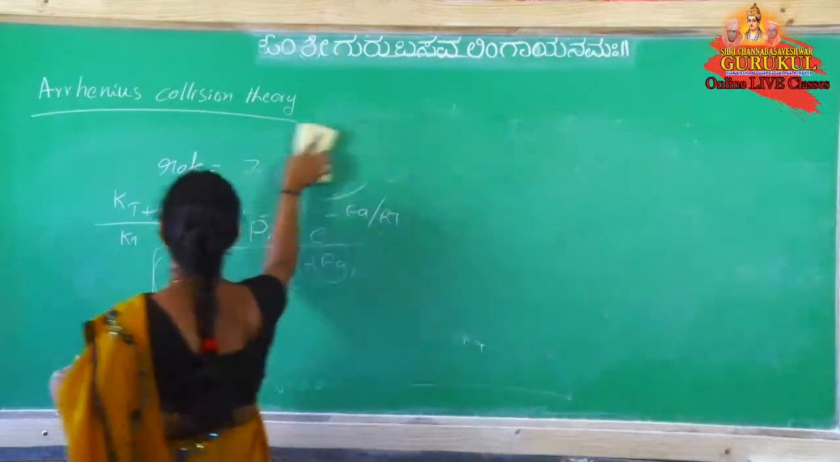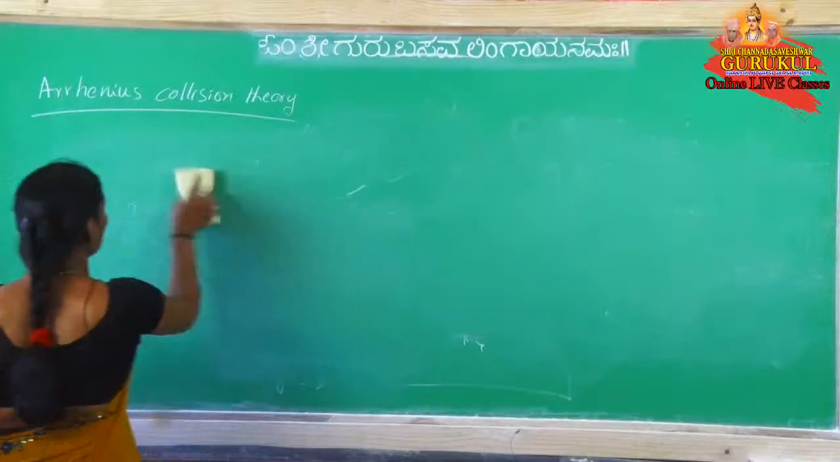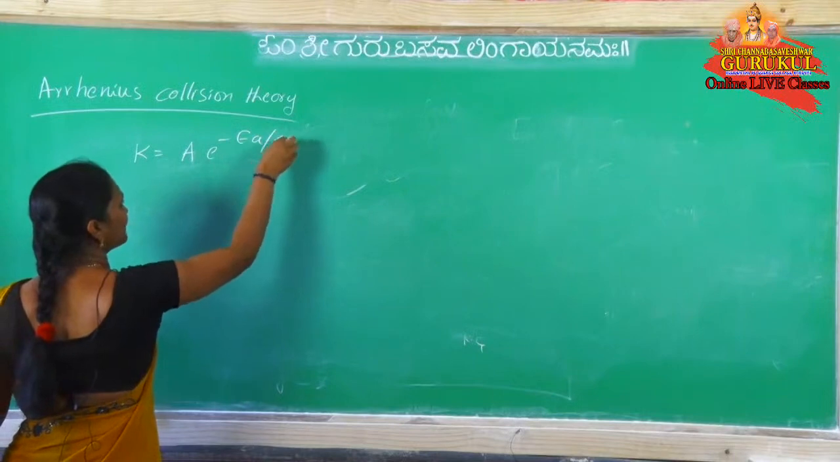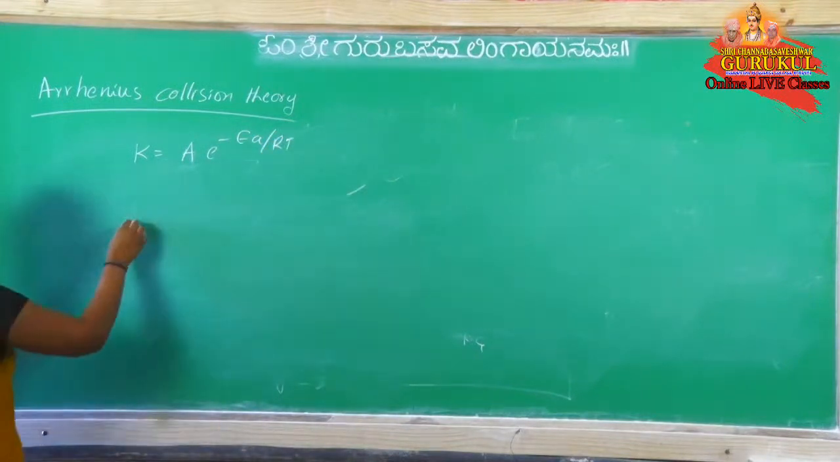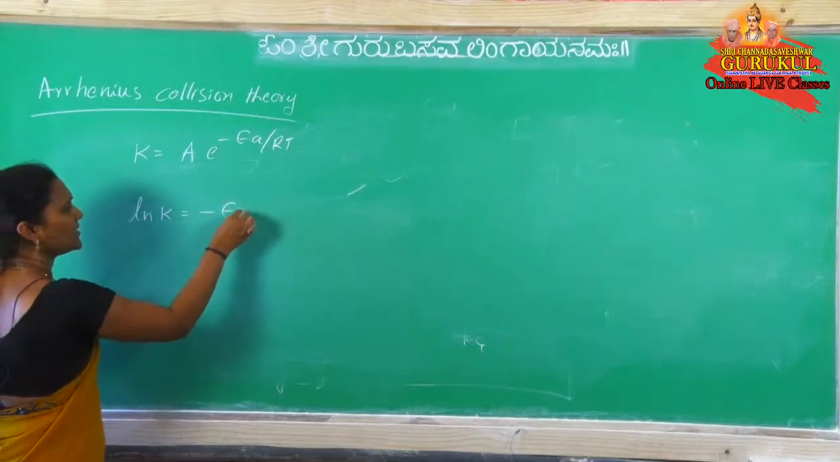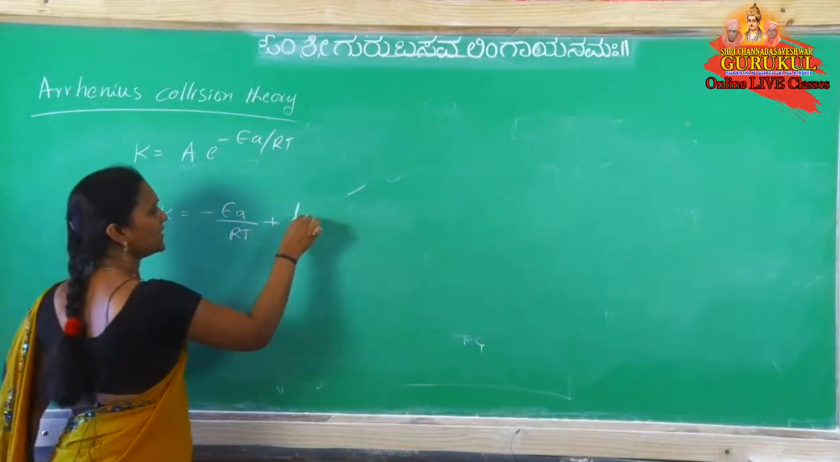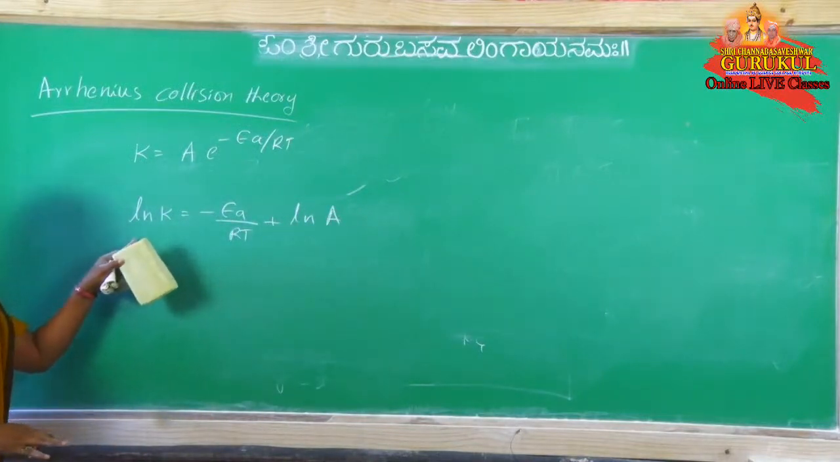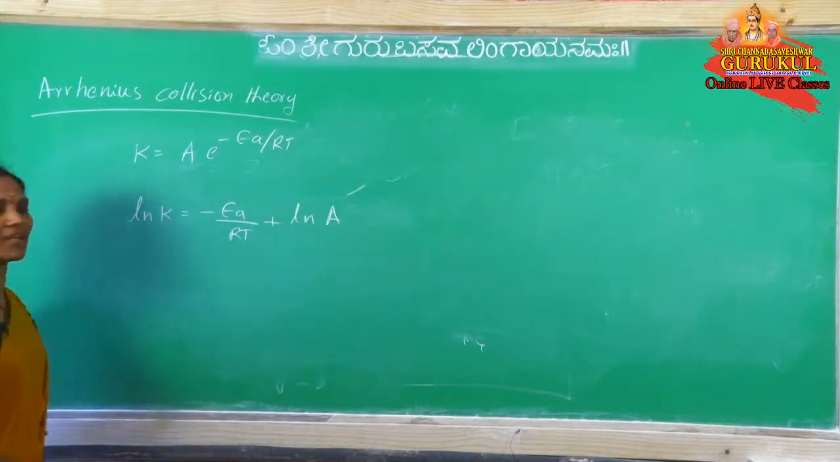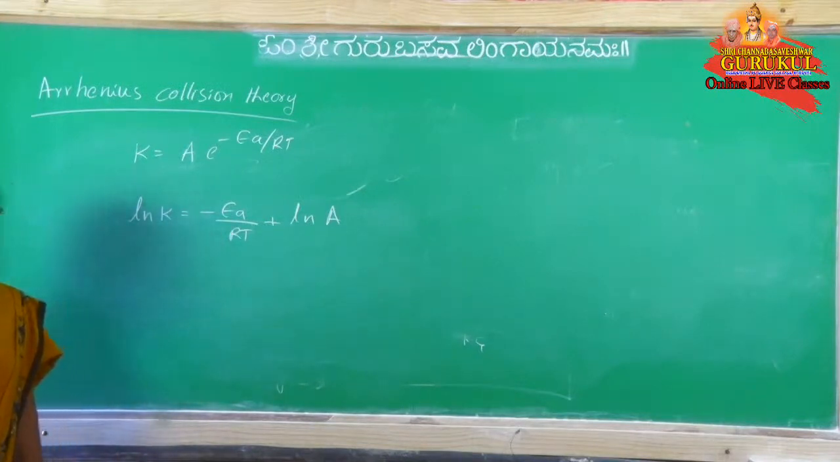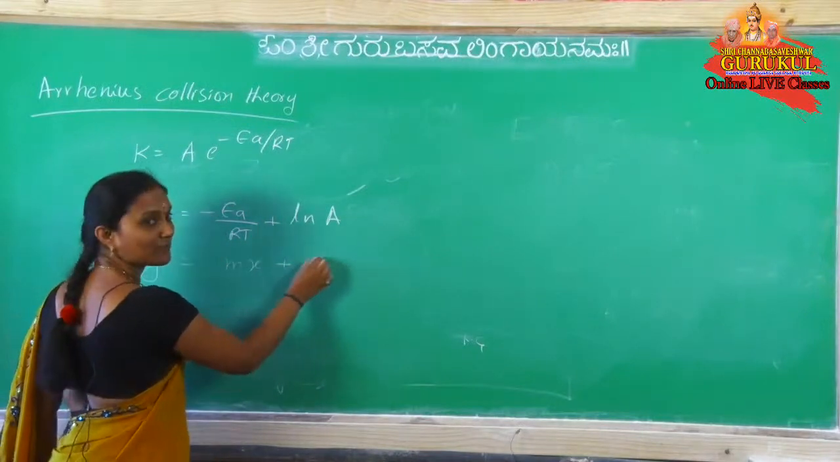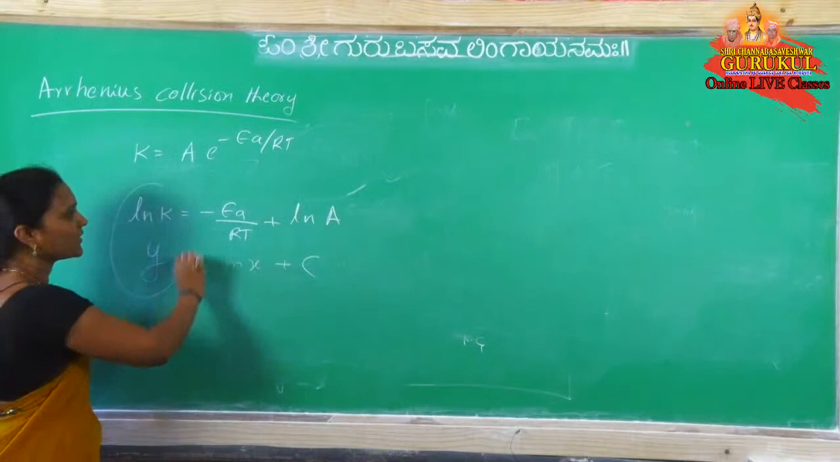What can we write? Now Arrhenius equation: K is equal to A e power minus Ea by RT. Now ln K is equal to minus Ea by RT plus ln A. Yes or no? We are converting that exponential form into natural logarithm. Here it is y equal to mx plus c form we are getting. So on the y axis what can we take?